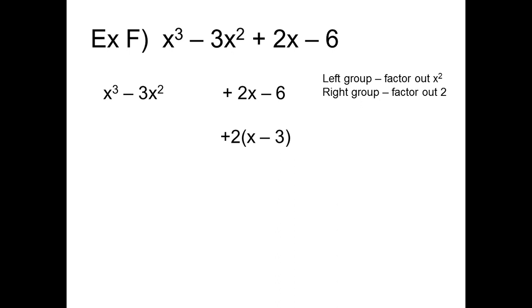So the left group, if I factor out x squared, the question is, am I able to just put x minus 3 inside? So if I do x squared times x, does that give me x cubed? Yes, it does. And then finally, x squared times negative 3, does that give me negative 3x squared? Yes, it does. So I notice that they have x minus 3 in common, and this allows me to find my answer.